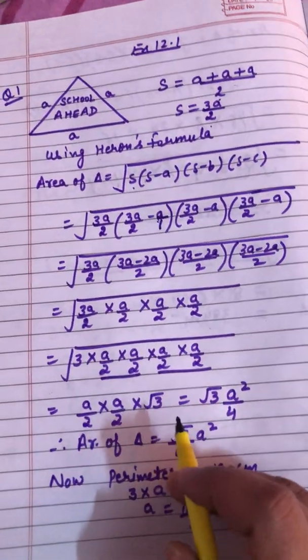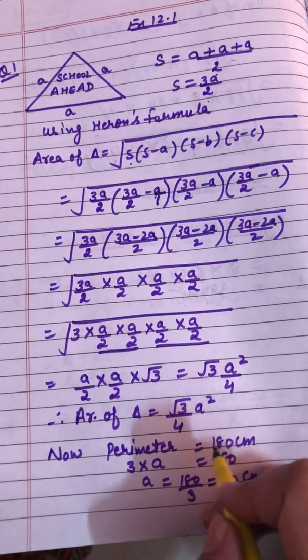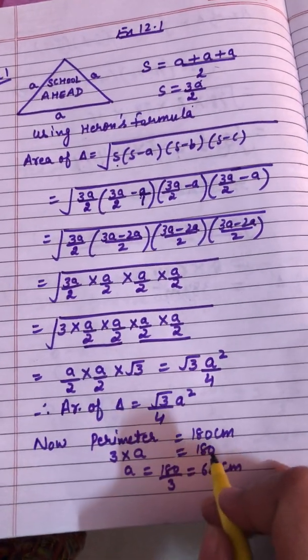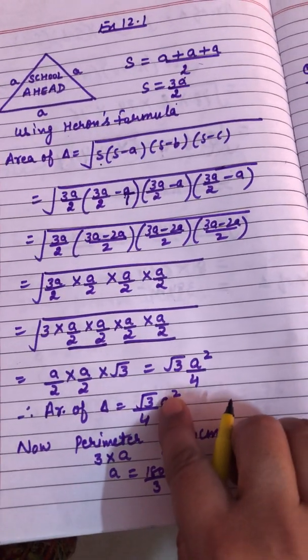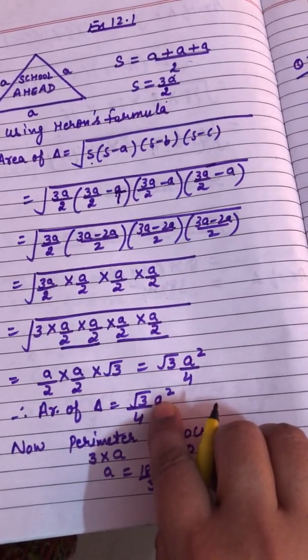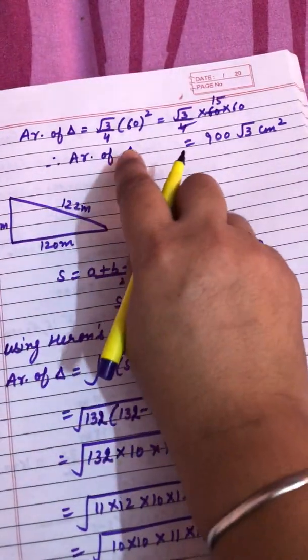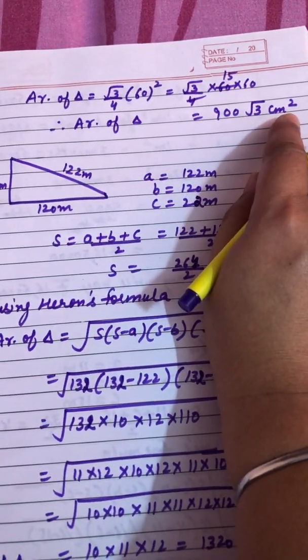Now it is also given that the perimeter is 180 centimeter. We know the perimeter of an equilateral triangle is 3 into side, so 3 into a is equal to 180. So a is 60 centimeter. Now put this value of a in the area. Area of triangle we have already found, root 3 by 4 into 60 into 60. So you will get the area of the triangle as 900 root 3 centimeter square.